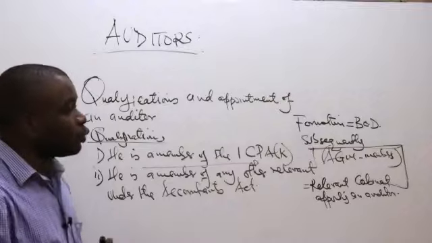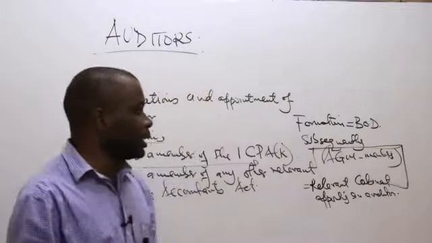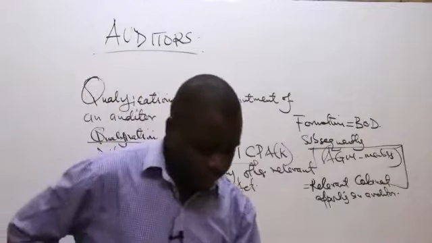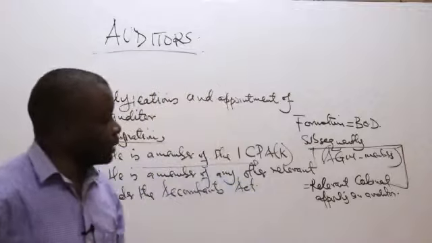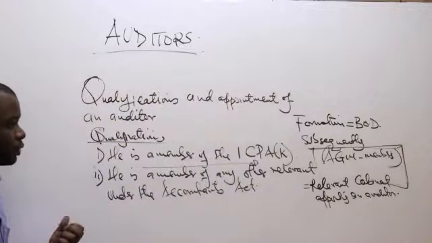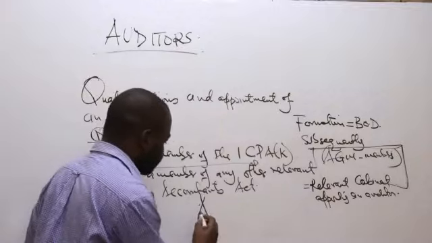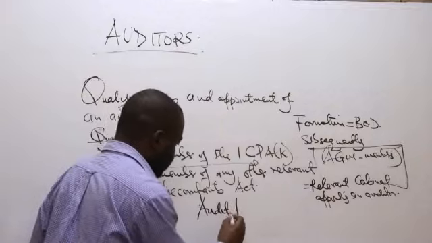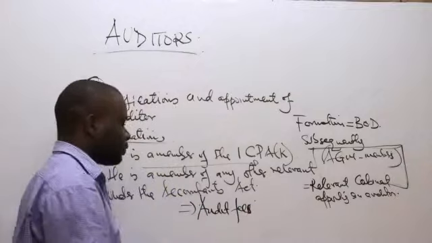So this remuneration could come in different forms. They could decide they're going to pay him like a salary, or they could decide they're going to pay him a certain amount. For example, they could decide they pay what is known as audit fees. So it could come in terms of the audit fees.